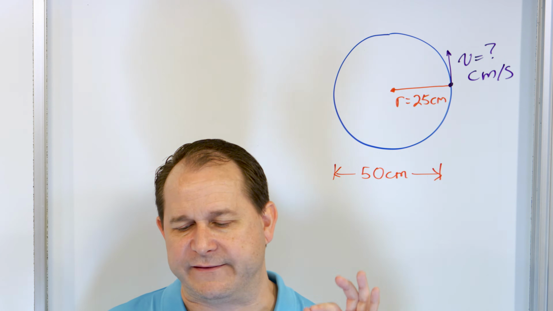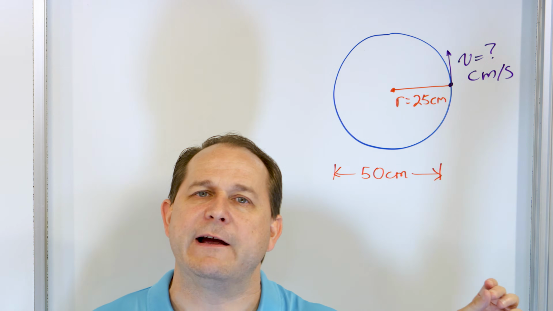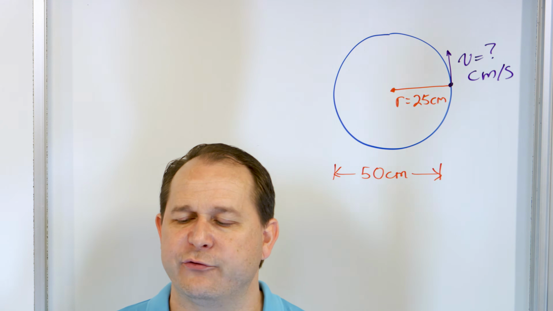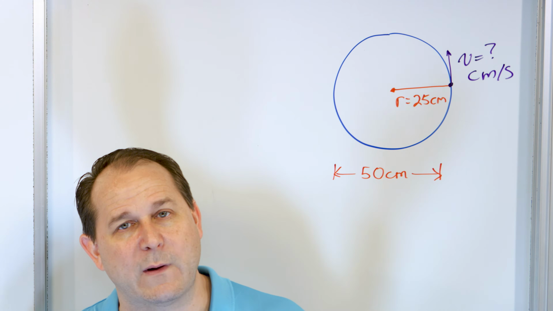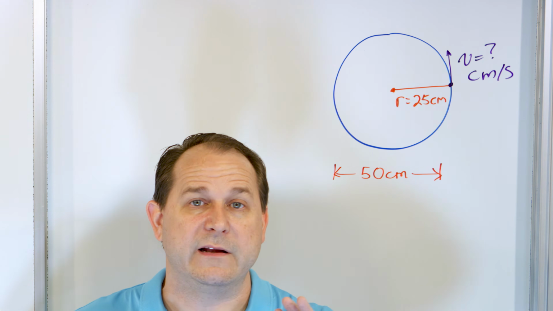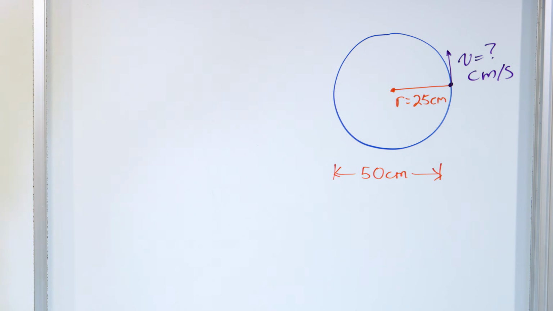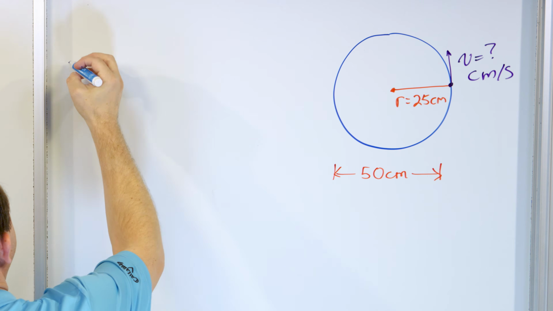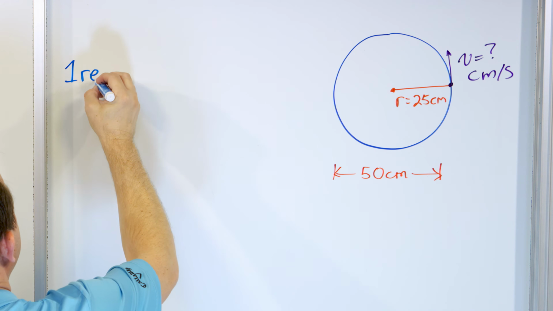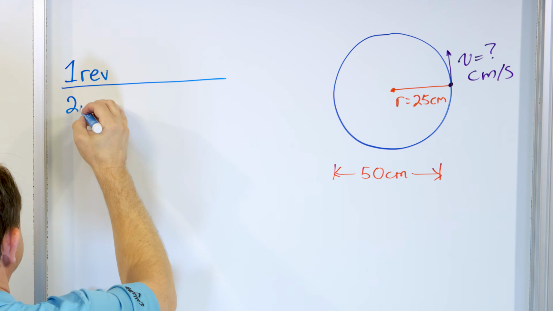Let's read the problem one last time. A wheel with a diameter of 50 centimeters, we got that, makes 1 revolution every 2 minutes. What is the speed on the edge of the wheel in centimeters per minute? So let's pretend we don't know any of these equations that I've already derived in the previous boards, and let's just say we don't even know them. Let's just proceed. This wheel is rotating 1 revolution every 2 minutes. So what we do is we set this up as a conversion factor, 1 revolution per 2 minutes.